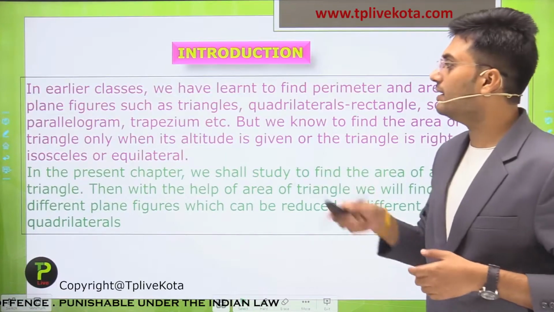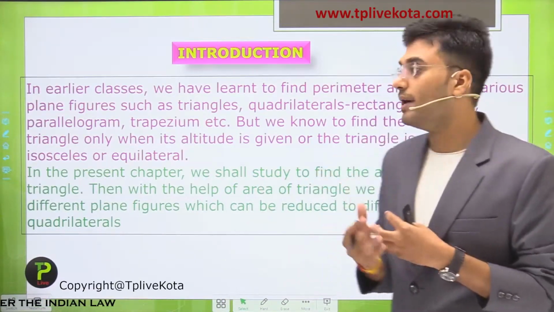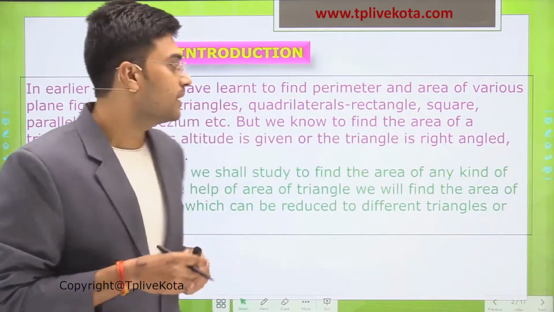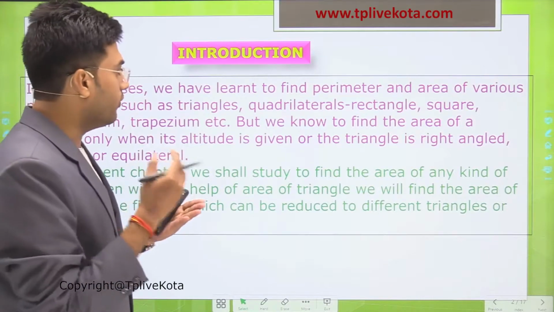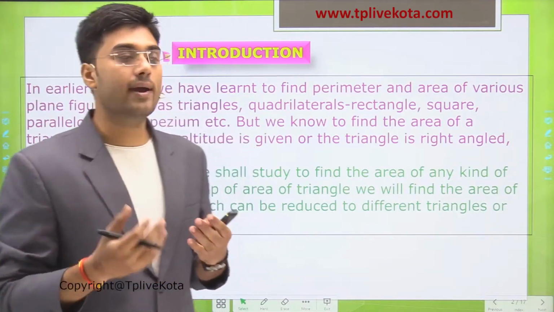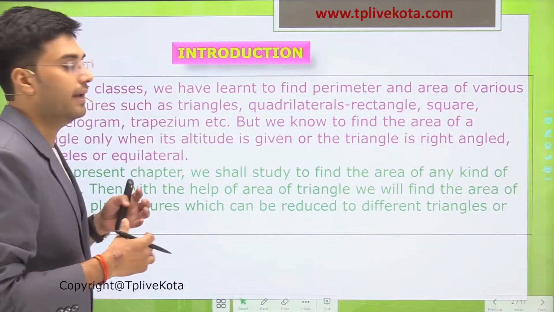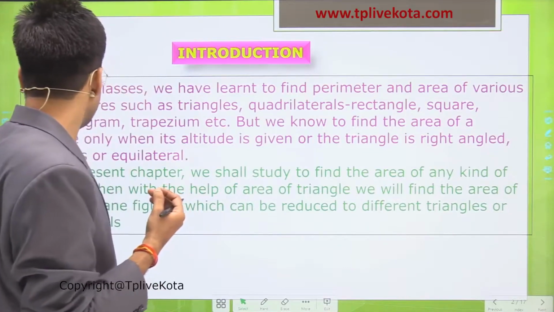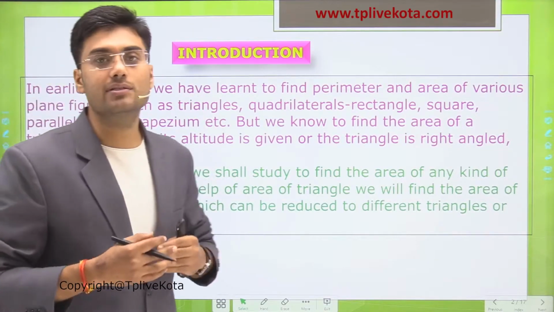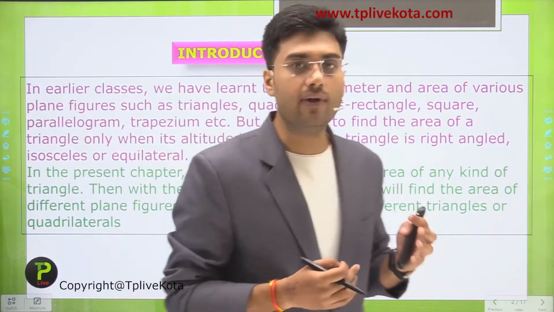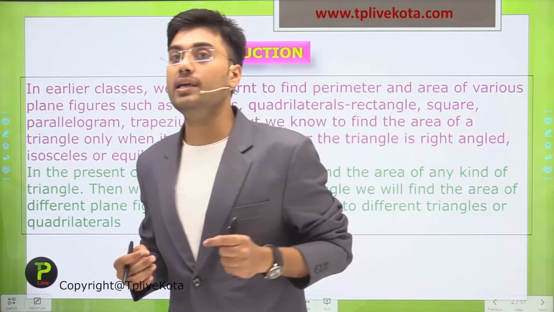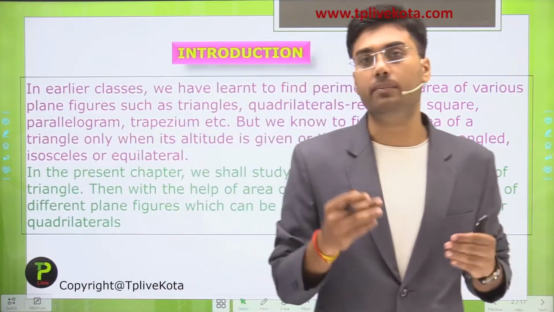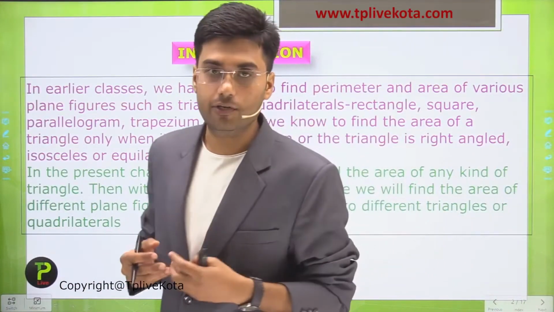Students, in earlier classes we have learned to find the perimeter and area of various plane figures, such as triangle, quadrilaterals, rectangles, square, trapezium, parallelogram, etc. But we know to find the area of a triangle only when its altitude is given. We can find the area of a triangle only if we have the altitude, because we use the formula half multiplied by base multiplied by altitude.